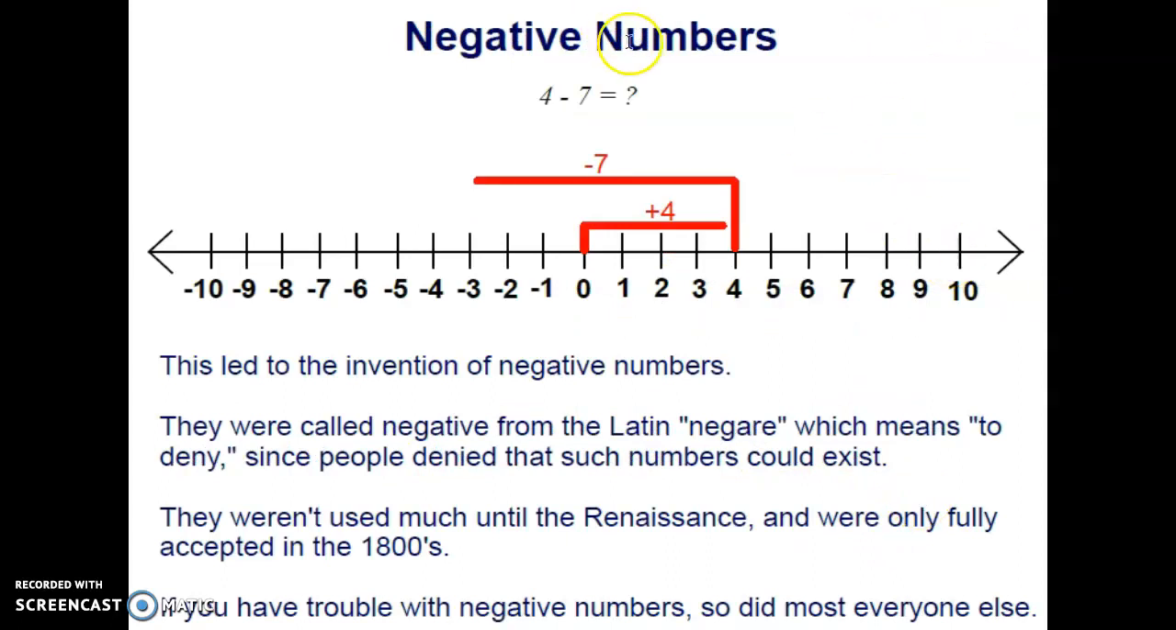Then we invented negative numbers. This led to this invention. They were called negative from the Latin negare, which means to deny, since people denied that such numbers could exist. They weren't used much until the Renaissance, and were only fully accepted in the 1800s. If you have trouble with negative numbers, so did most everyone else, so don't feel any kind of way. But this number would be a -3, looking at this number line. Let's check it out some more.